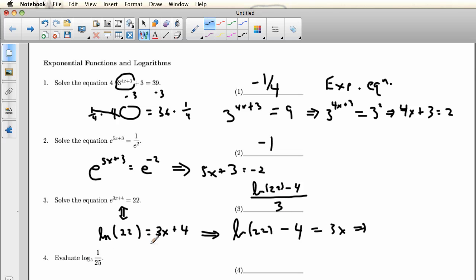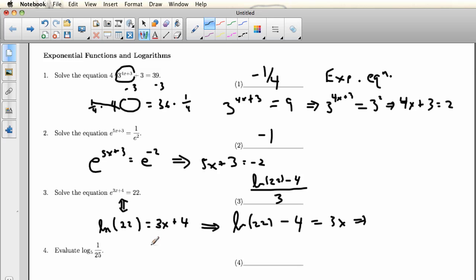And number 4, again, we can rewrite this in terms of exponentials if we want to understand it better. If I have the log of 1/25 equals something, that's equivalent to the exponential equation with a base of 5. 5 to the something equals 1 over 25, which doesn't really seem helpful, except that 25 is a power of 5. So I have 5 to the mystery power is equal to 5 to the negative 2.